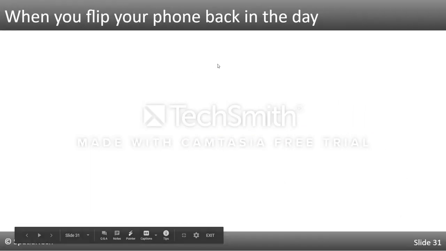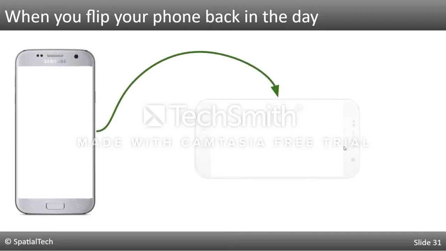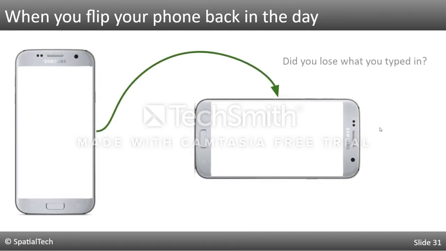Just to go over that, the scenario of flipping your phone back in the day. So we have a phone, and then we rotate it like that. And do you lose what you typed in? Because that used to be very frustrating. There might even have been some profanity when you were writing something, it flipped on you, and you lost it. Or early versions of your mail system put it into draft mode or something like that, and you had to go hunt it down in there.